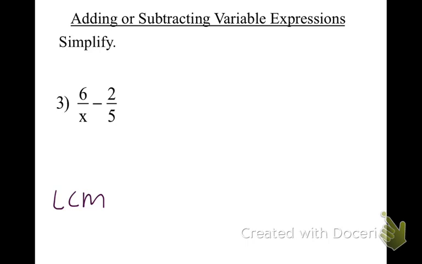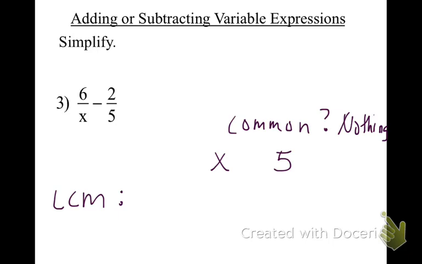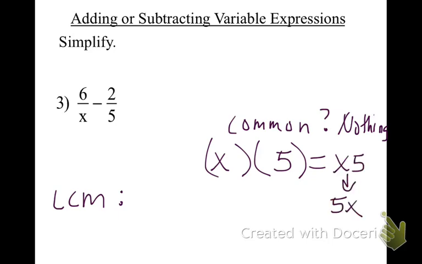Now I have x and I have 5. What do they have in common? Nothing. If they have nothing in common, what should I do? I should multiply them together. So what is x times 5? x5, but I don't like that, so I'm going to change it to 5x. So what's going to be my least common multiple? 5x. Don't be scared. We're treating this variable just like a number. If they had nothing else in common, we'd still be multiplying them.